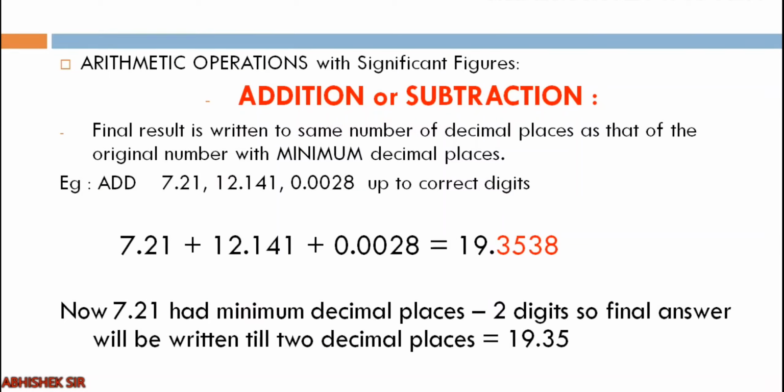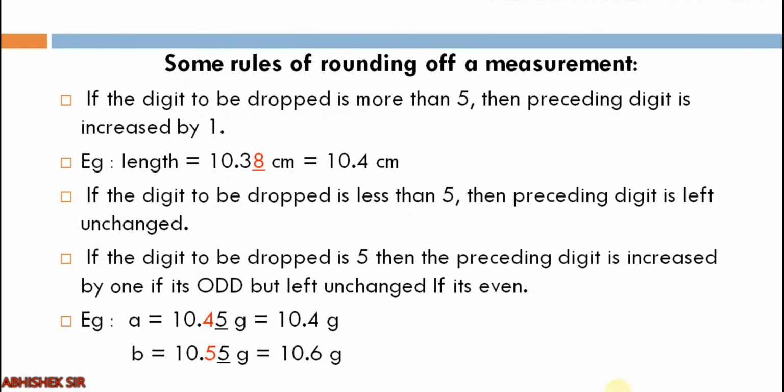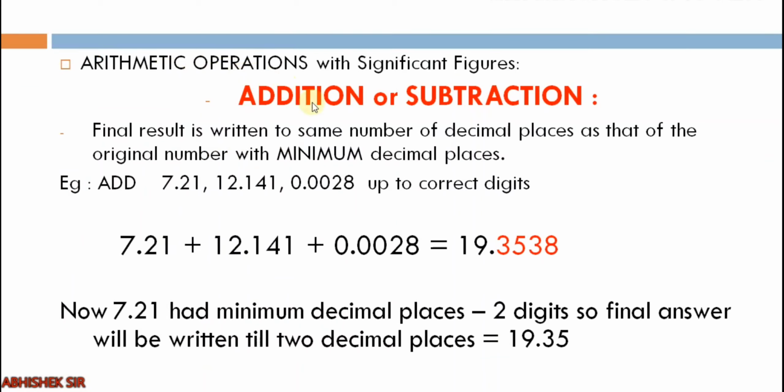now these were all rules that we have studied, related to specific numbers. One measurement will be there and we are applying the rule. But what if we are doing arithmetic operations with more measurements? Suppose if we go back, the length was only one measurement, that is 10.38, and we applied the rule and it became 10.4. But what if there are more measurements and we are doing addition, subtraction, division, multiplication? So what to do with the result? There might be a confusion.